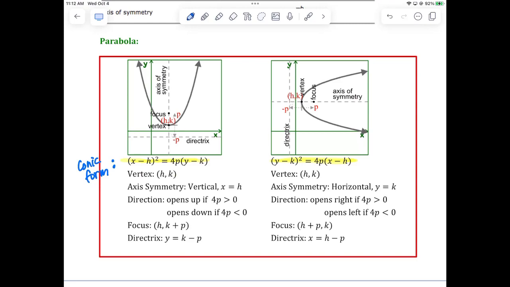If it opens side to side, it looks like this. It's y minus k equals 4p times x minus h. The vertex is still at (h, k). We still associate the h with the x, k with the y, and then 4p is over here. So that's if it opens sideways.